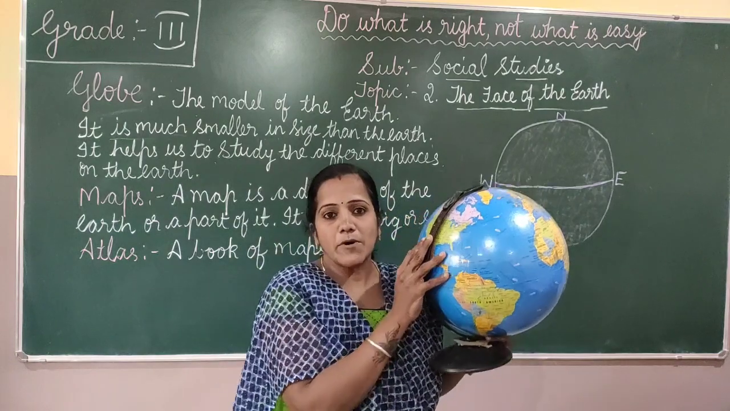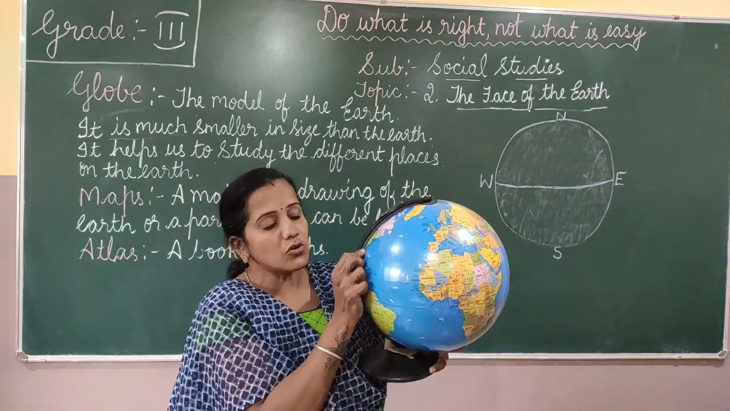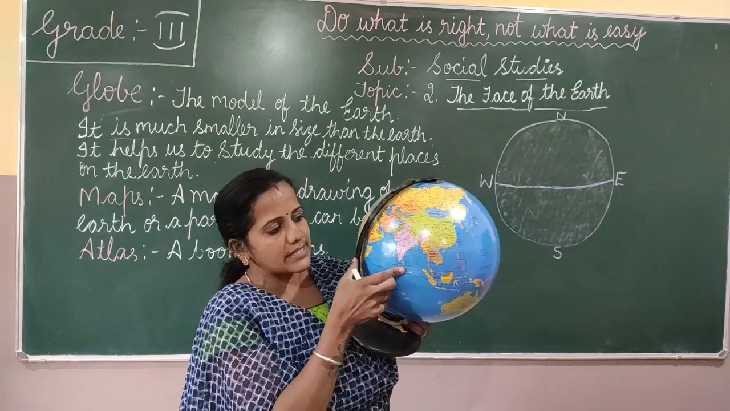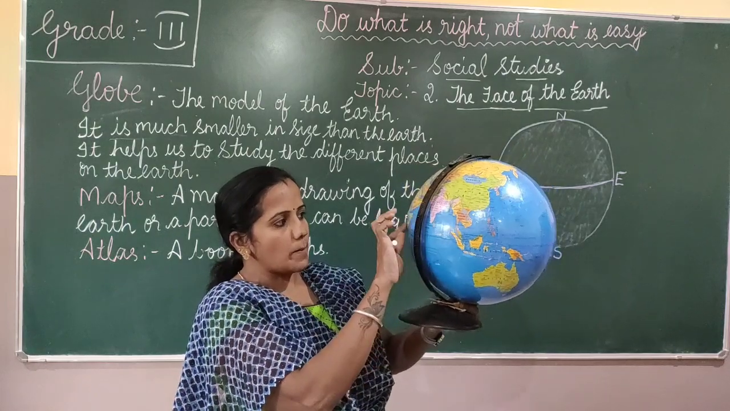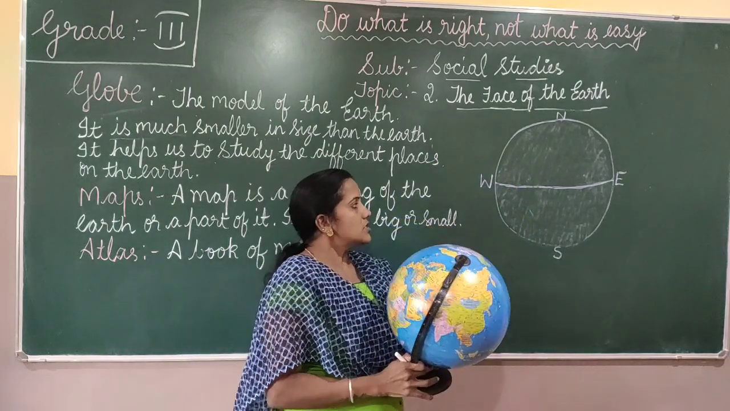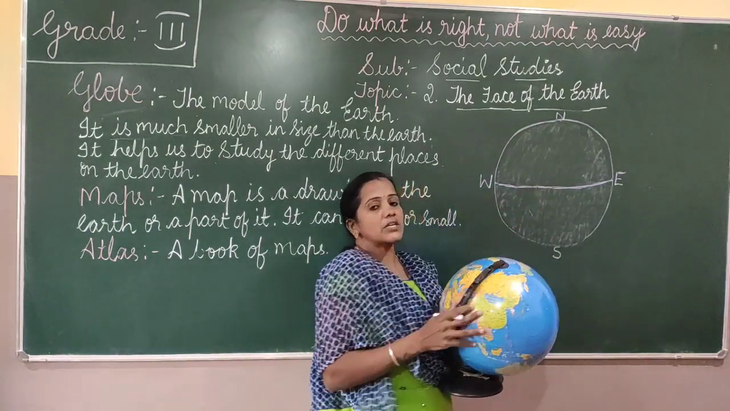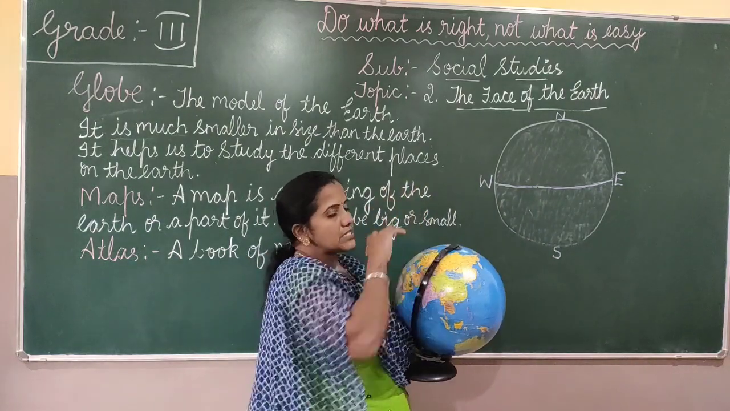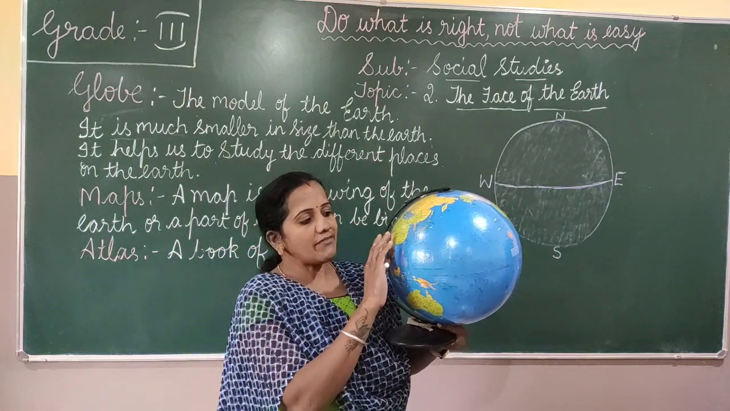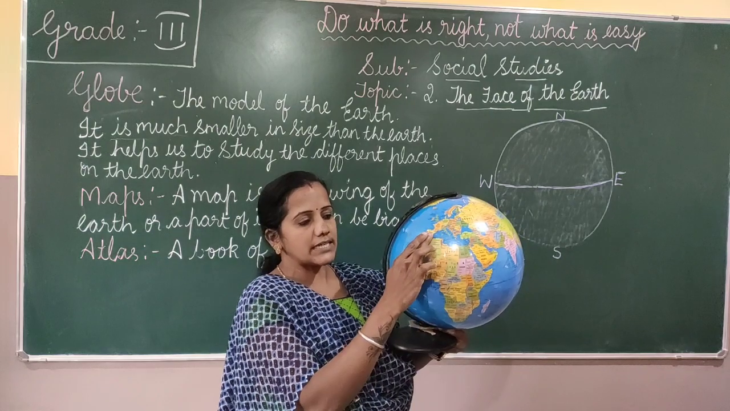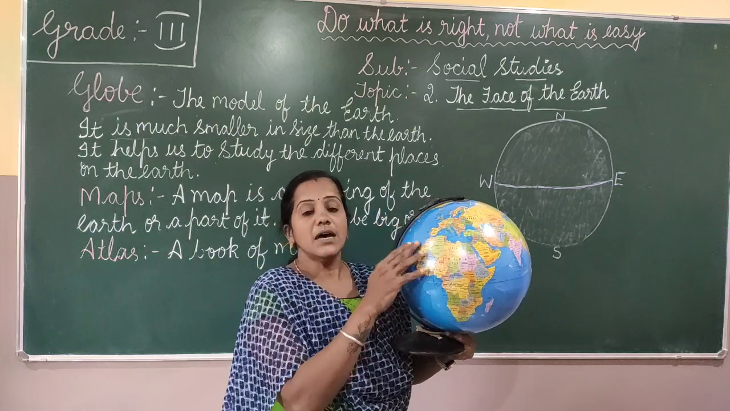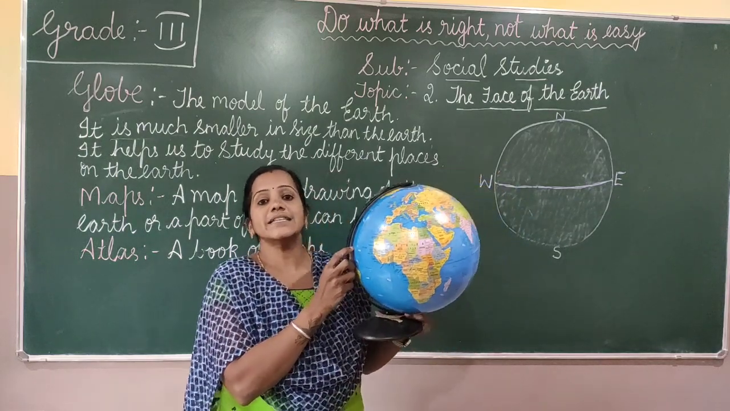See, this is smaller in size, so it will be easy for us to study about the places. We can rotate this globe like this. In a picture we can see only one part of the earth at a time. But in this globe we can see half of the earth at a time, and we can also turn the globe to study the other side of the earth. Understood, children? This is the model of the earth and it is called a globe.